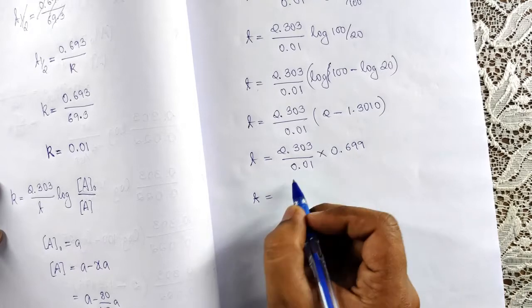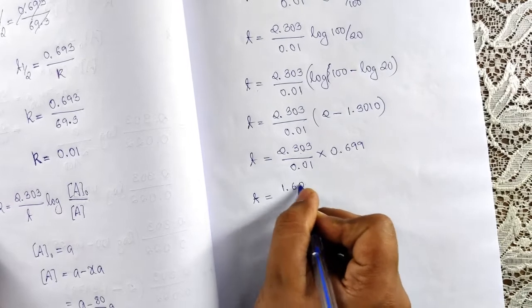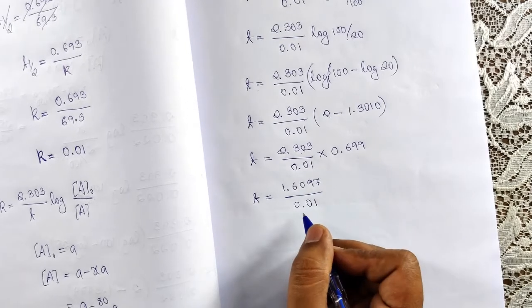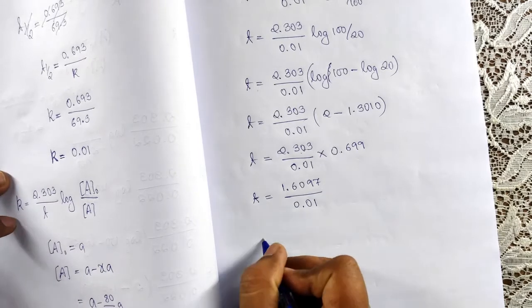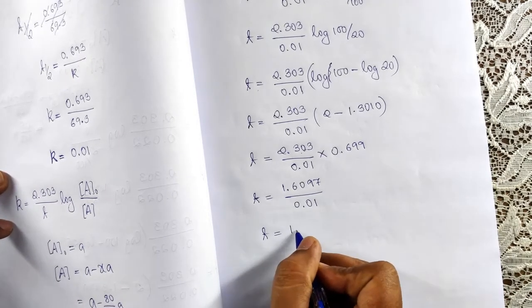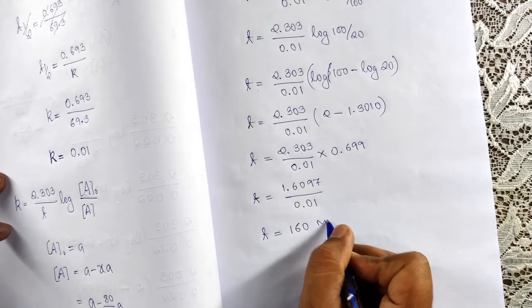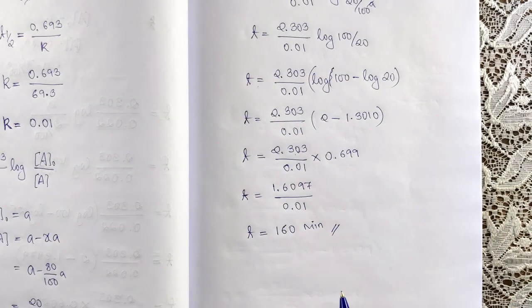Multiply these two and then divide. So if you multiply these two, you will get 1.6097 divided by 0.01. So if you divide by 0.01, you will get T as 160 minutes. So basically it means that for completing 50% it took 69.3 minutes. For completing 80% it took 160 minutes.